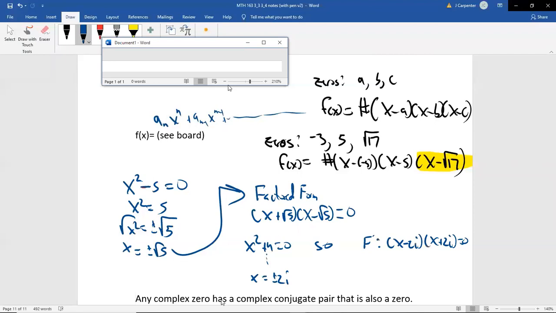It's kind of like a Jeopardy problem. You have the answer and then you get the question. The answer being the zeros, the question being the factored form. Usually we go factored form, then zeros. Now we're going zeros, then factored form.